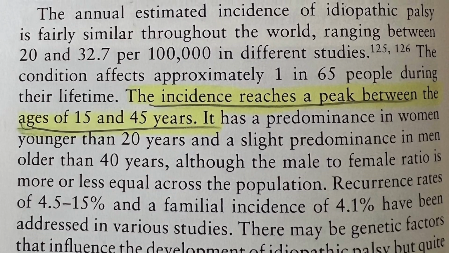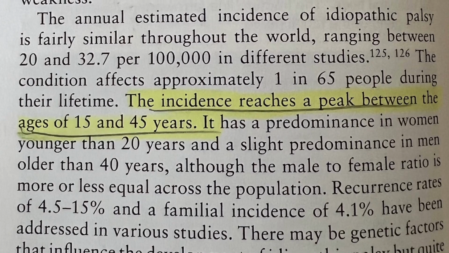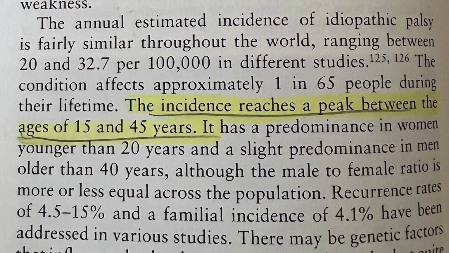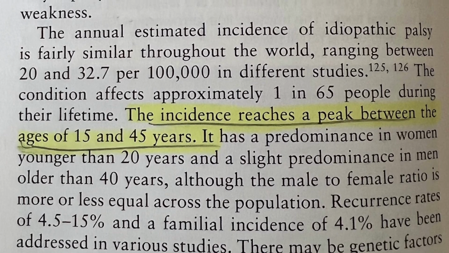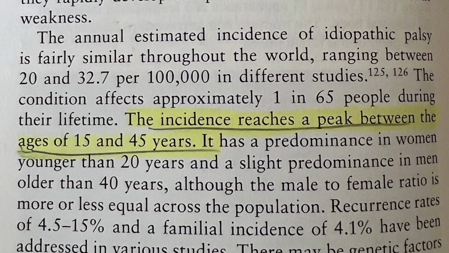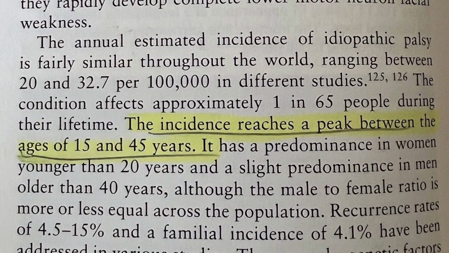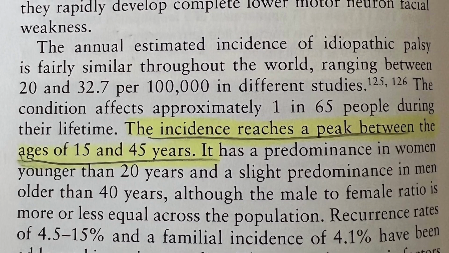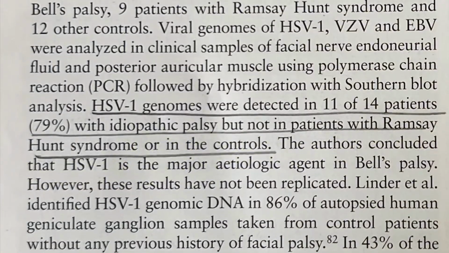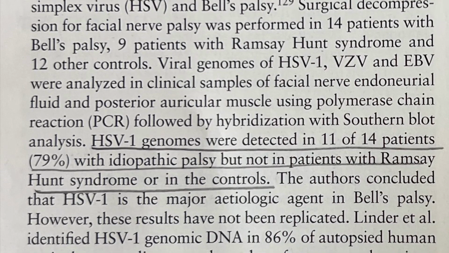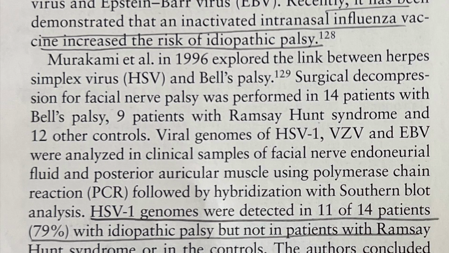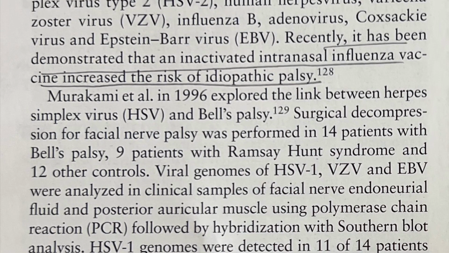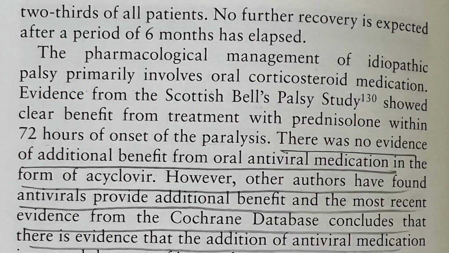Now let's talk about investigation. It is a diagnosis of exclusion. You should rule out other causes like systemic diabetes and hypothyroidism, and you should do an MRI. Sometimes you require electromyography or electroneurography to investigate the extent of nerve injury. The most common cause of Bell's palsy is herpes simplex type 1 virus, so it is identified as a viral pathology.